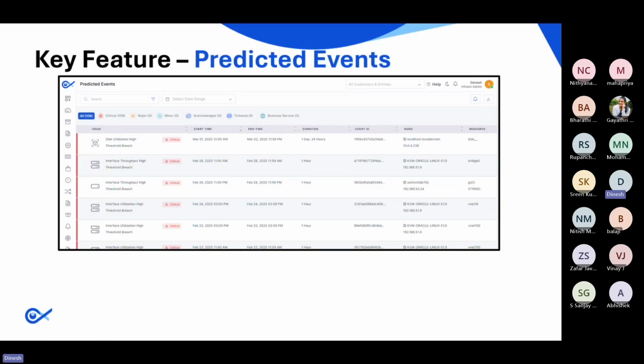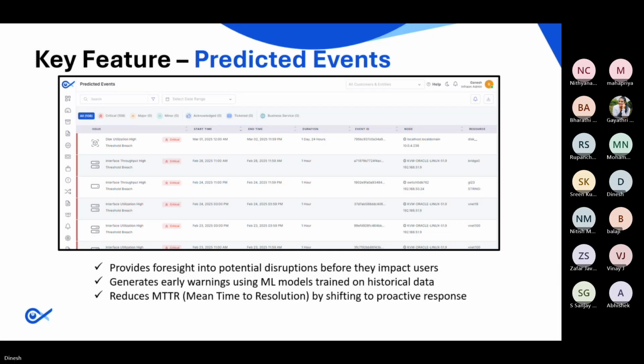Again, there is another feature which we call predicted events. Here, it uses time series data plus machine learning models, which detect the patterns leading to failures, such as device failures, interface saturation, and degraded performance. It moves monitoring from a reactive to a predictive approach. Also, it helps in forecasting potential disruptions before they even impact the users. This reduces the mean time to resolution by shifting to a proactive response.